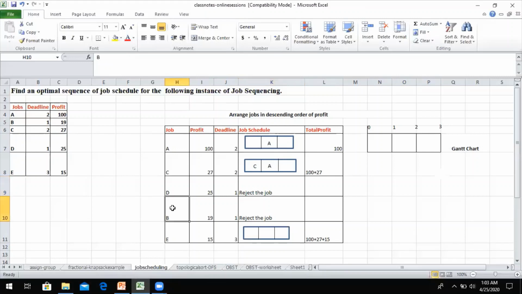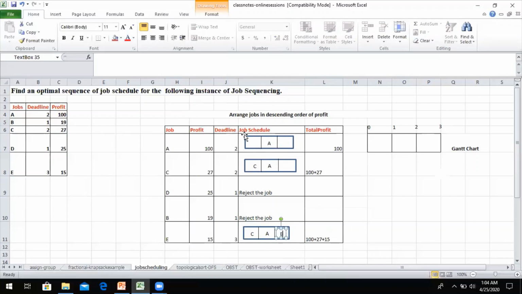Now we move on to the next job B, and its deadline is also 1. I cannot schedule job B because slot 1 is already occupied. So reject that job. The next job in order of profit is E. Its deadline is specified as 3. We have already scheduled job A in the second time slot and job C in the first time slot, and the deadline of E is 3. So there's 1 choice left for E, and that is the last time slot, the third time slot, which is 2 to 3, and hence we schedule E over here.